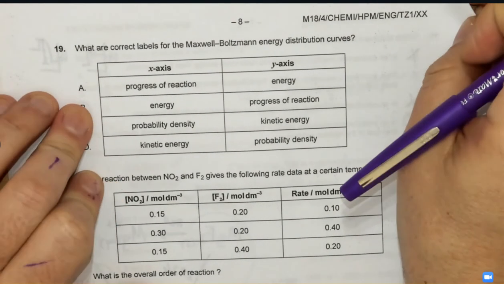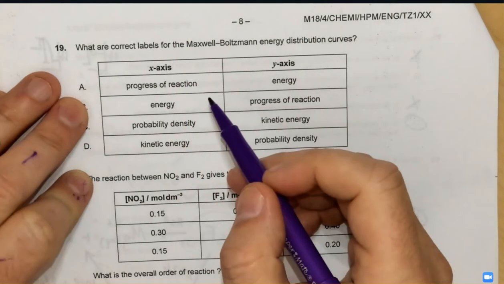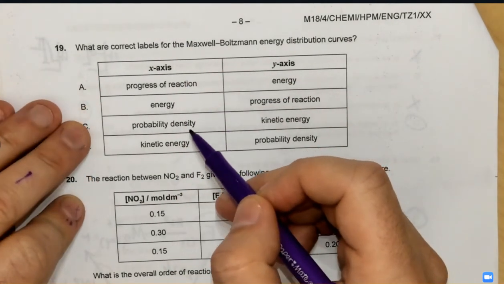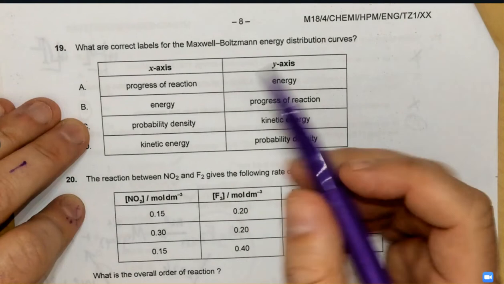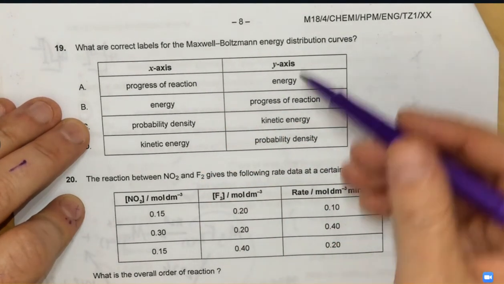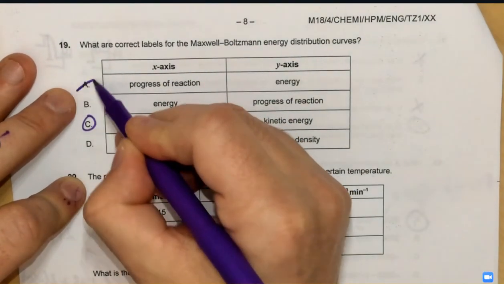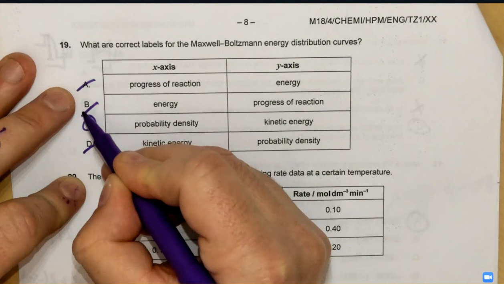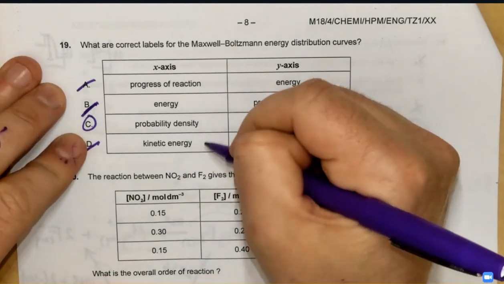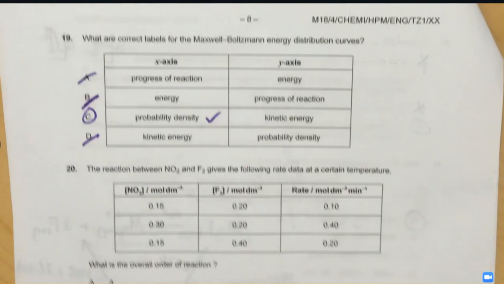What are the correct labels for Maxwell-Boltzmann energy distribution curve? The x-axis is the, I guess you'd say, probability density, the chance that a particular particle has a particular kinetic energy, and the y-axis is kinetic energy. So I know it's not A, B, or D. So when I just saw probability density, I'm not that savvy that I use terms like that, but I know it's not A, B, or D.